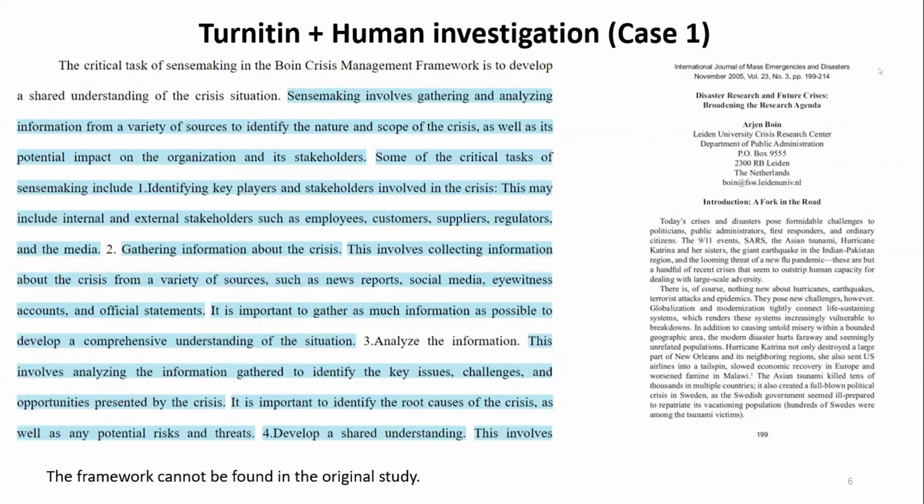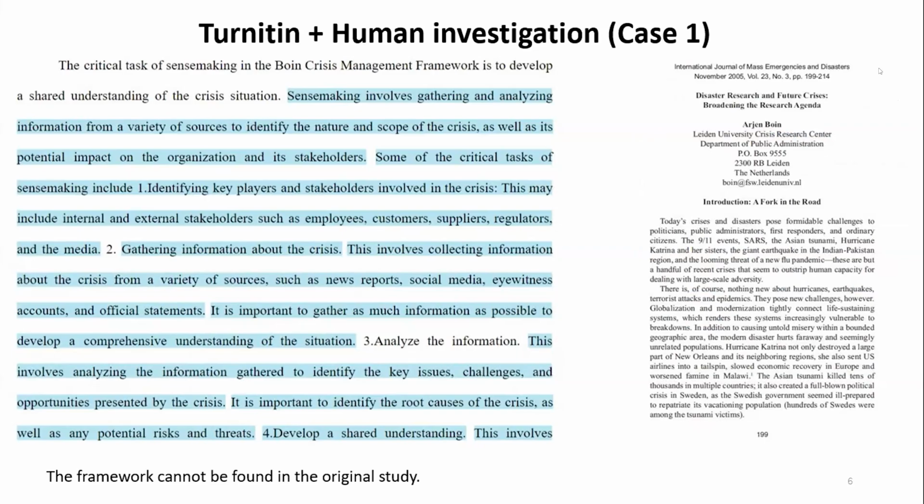Generated by ChatGPT, but then the student will not be able to tell whether this framework really comes from the original source, because he did not read the literature himself. So that's why, during the interview, I try to ask them, are you sure that you really read these journal articles?